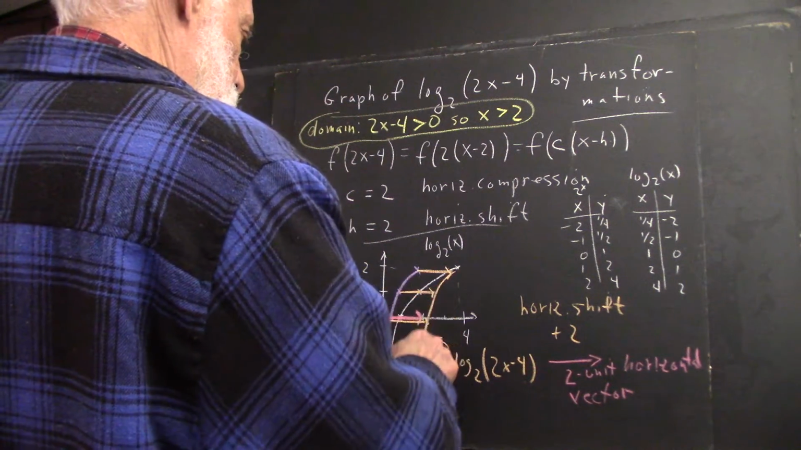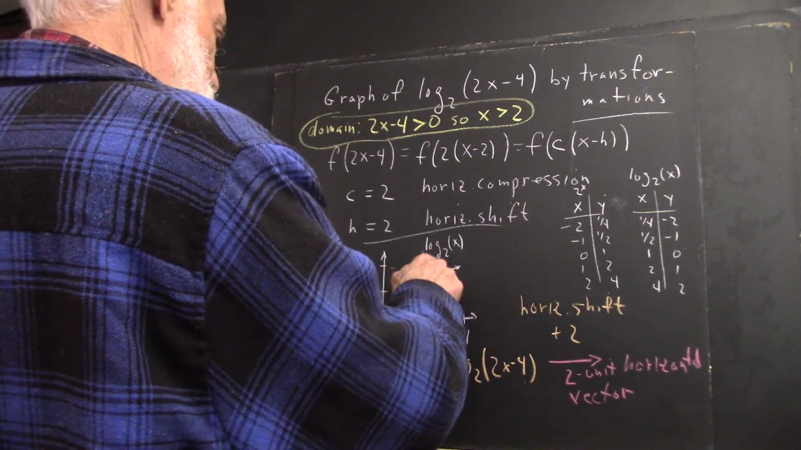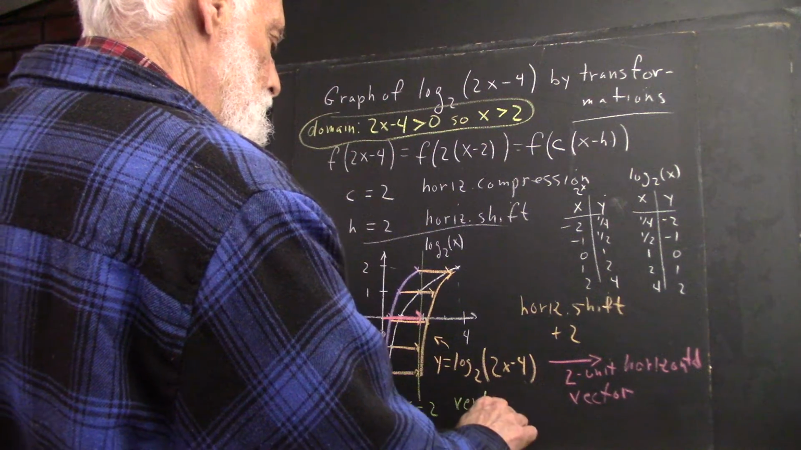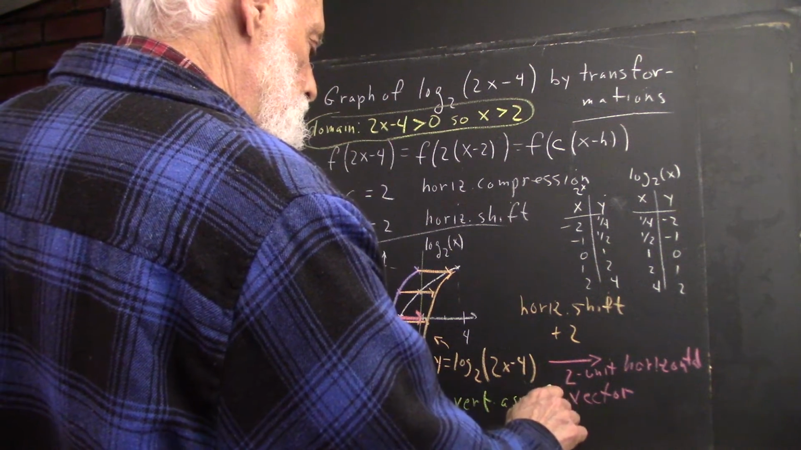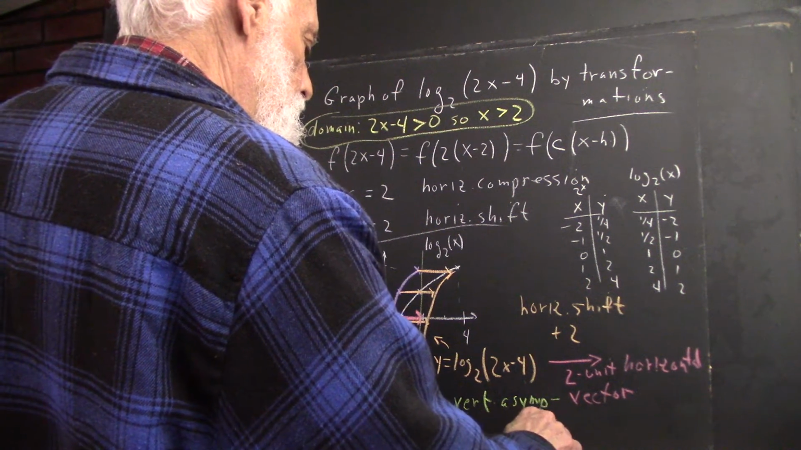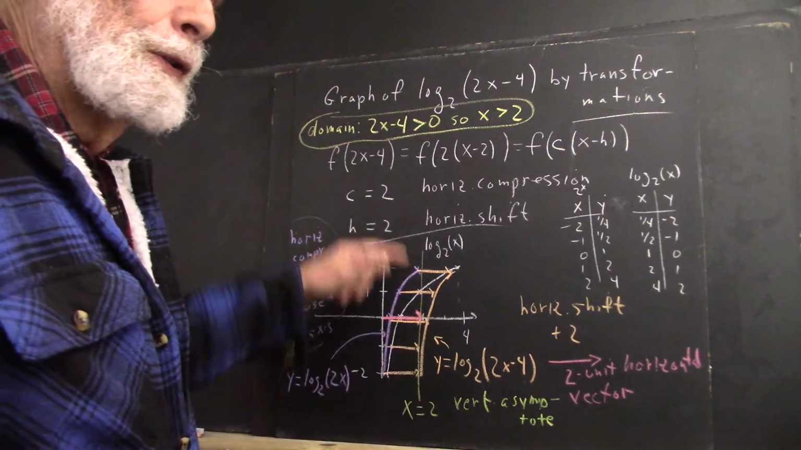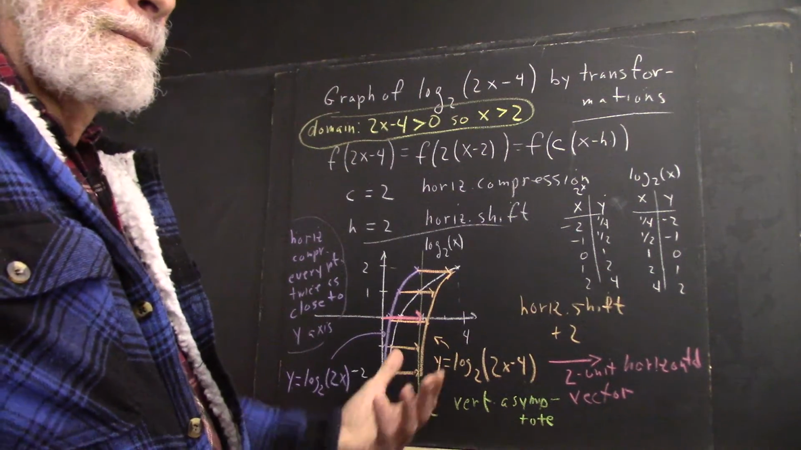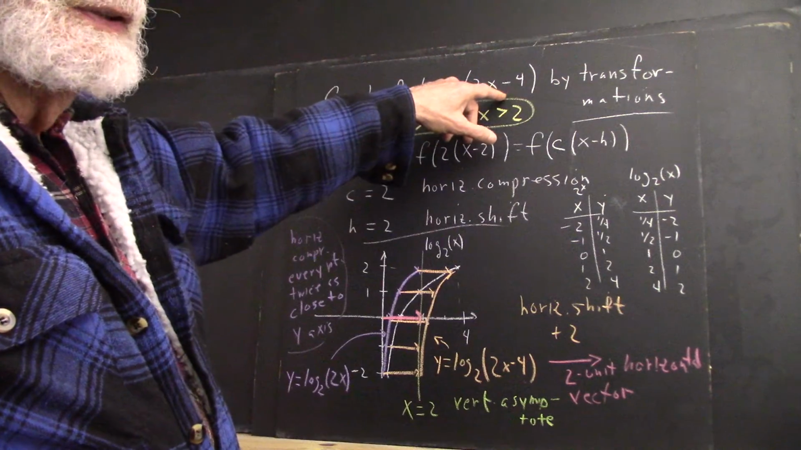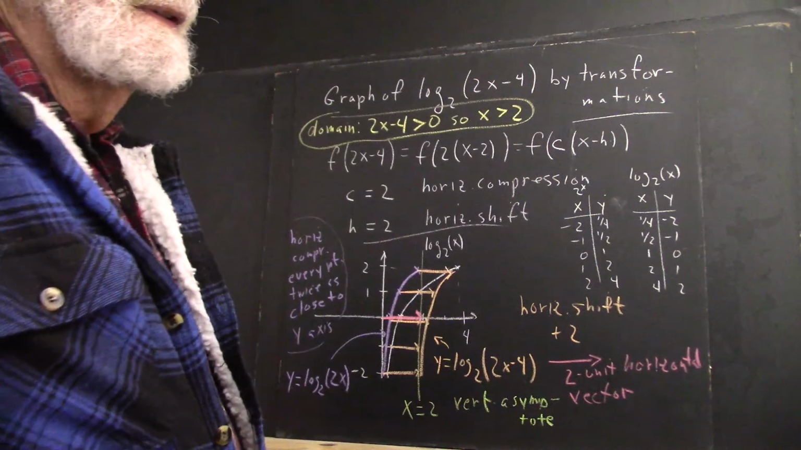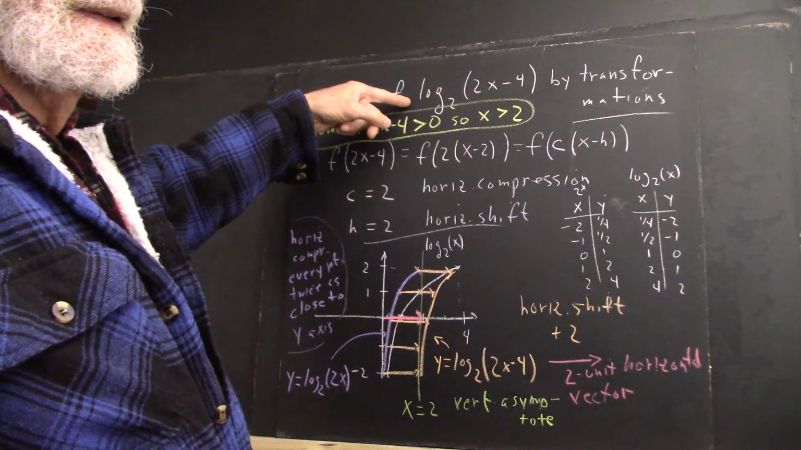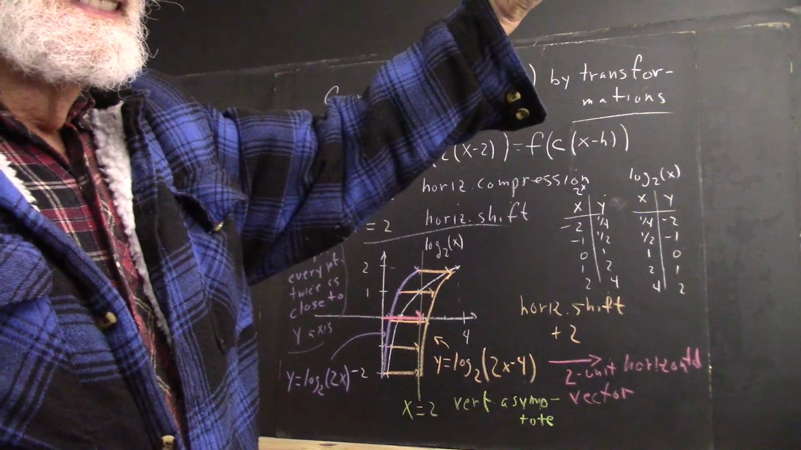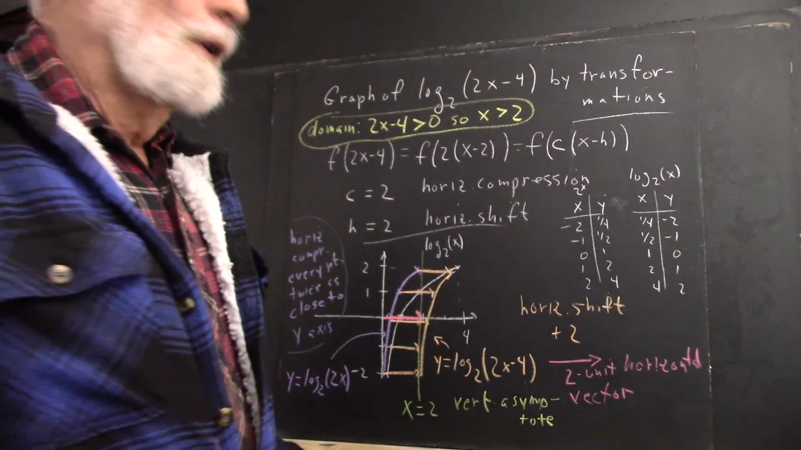I'm not going to draw it real dark, but here's where x equals 2, and my graph isn't perfect, but x equals 2 is your vertical asymptote. So the graph of any logarithmic function can be constructed. Now, this one has a horizontal compression and a horizontal shift. But we could put a number out in front here, and that would then give us a vertical stretch. And we could add a number onto the end here, which would give us a vertical shift. Okay? So we can do all those things with the logarithm function.